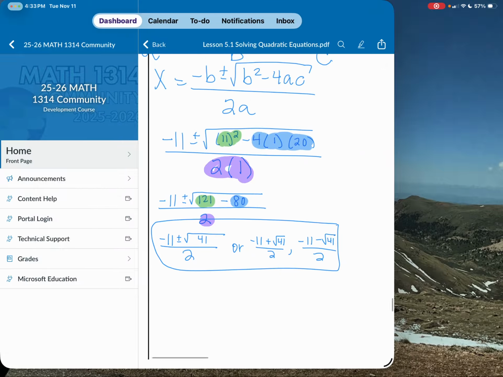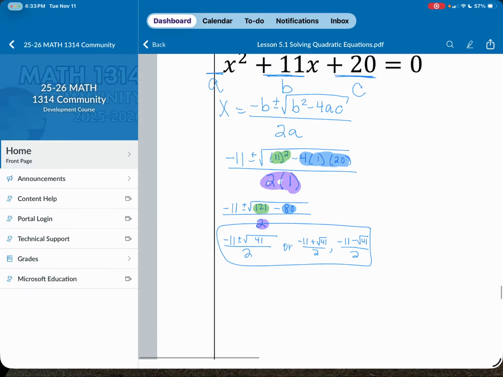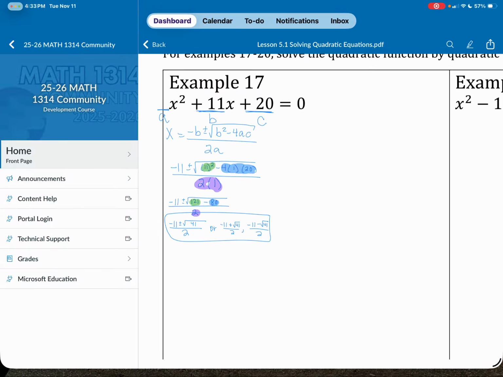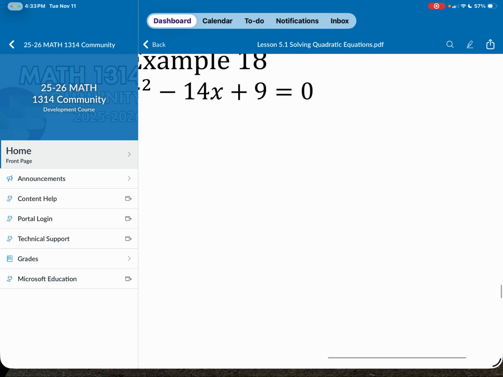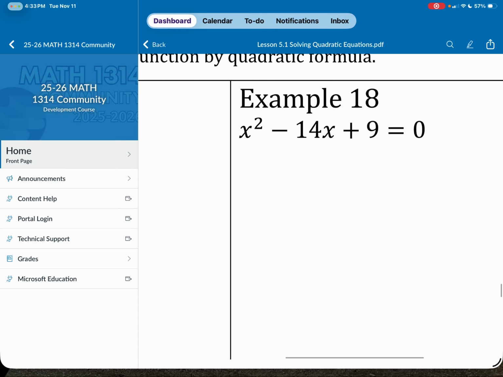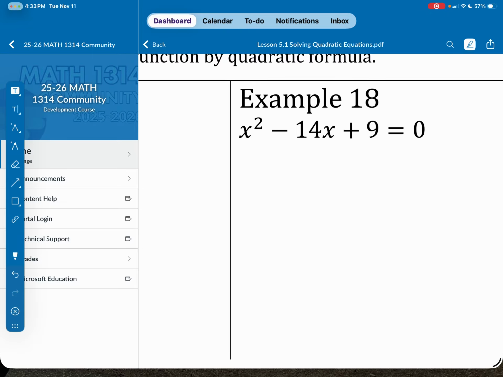So again, the formula probably looked a little scary and ugly and nasty, but take it one step at a time. I will tell you too, I've discovered in math, if you take things one step at a time, it winds up not being that bad, okay? All right, so again, A, B, and C, okay?